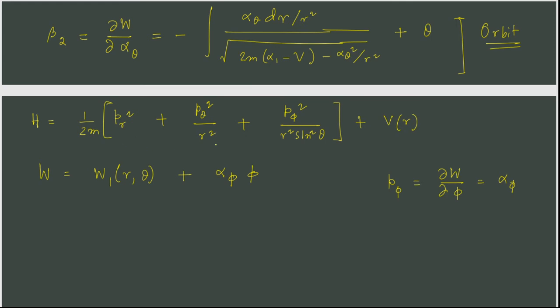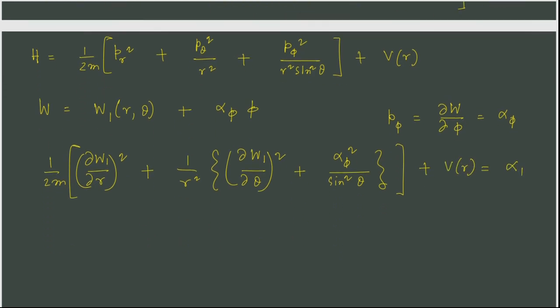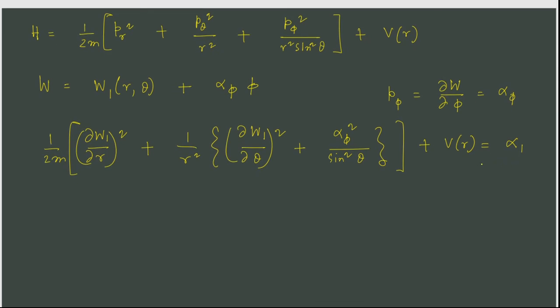Now with respect to omega 1, let's look at the other part. The other part now looks like p phi is already alpha phi, and r square is out, so sin square theta, and this would be equal to alpha 1, the total energy being our first momentum in the new transformed coordinates. Now look at this equation. This bracketed form contains only the theta dependent part. So we can write this theta dependent part and take everything else on the other side.